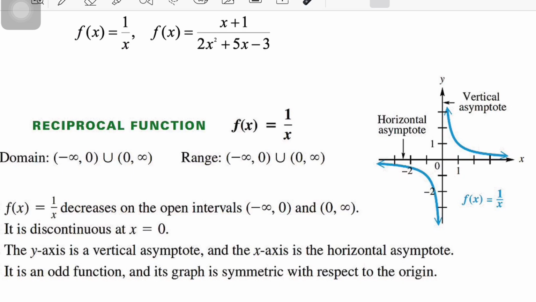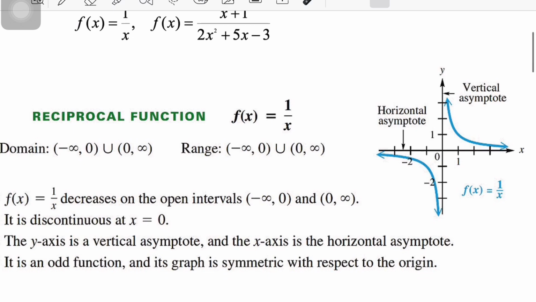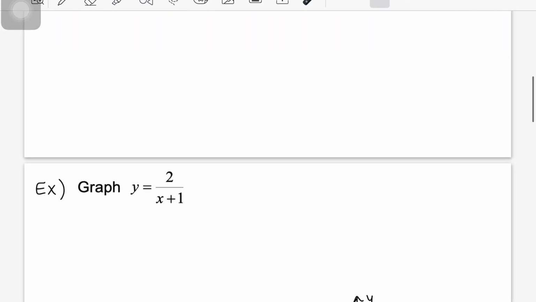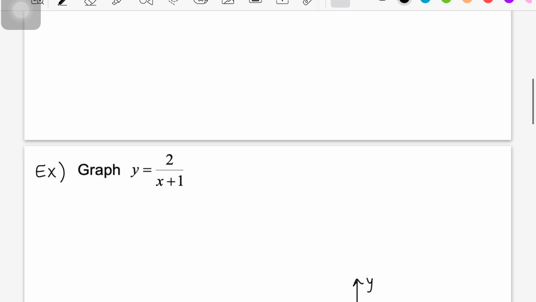So what we're going to do here is use this knowledge of our reciprocal function, as well as what we know about graph translations, to help us to graph rational functions. So we're going to look at an example here. We want to graph this rational function, y is equal to 2 over x plus 1. So the first thing that we can do is rewrite this. So we'll have y is equal to 2 times 1 over x plus 1.